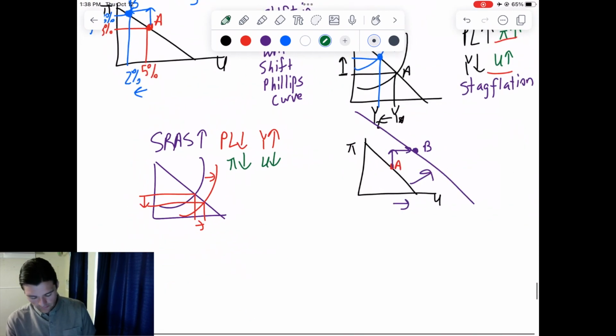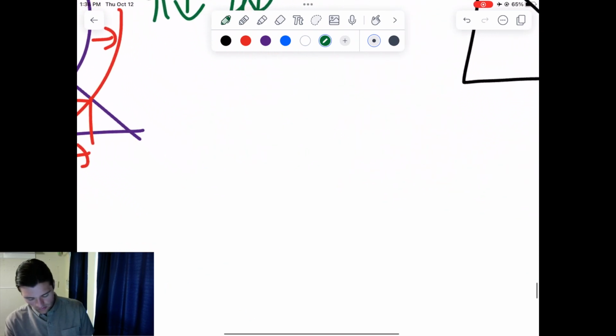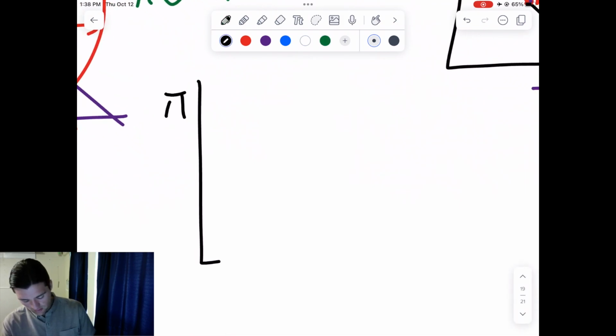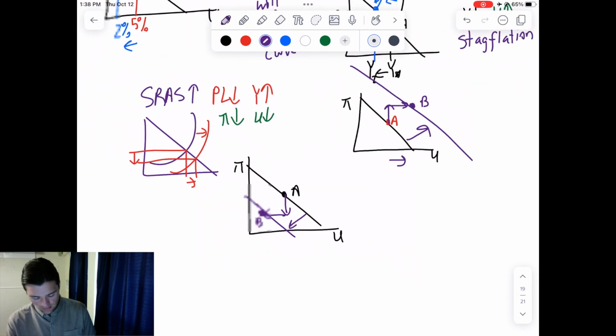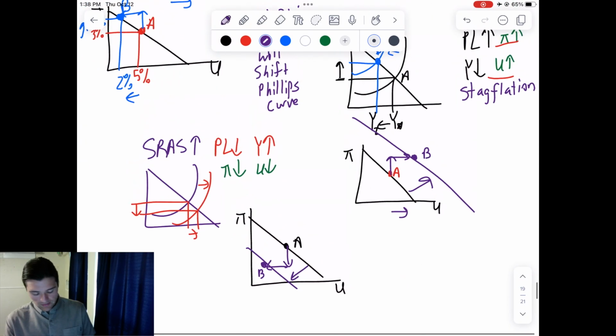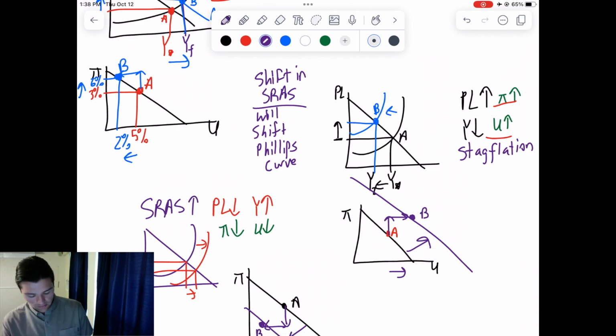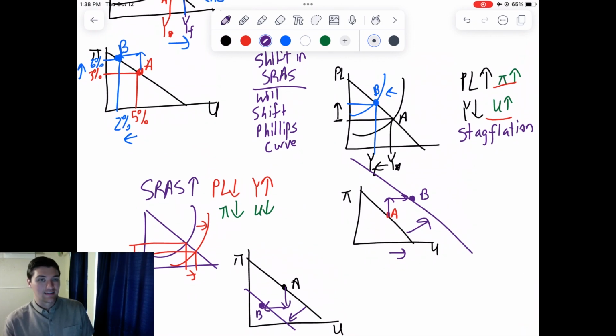So therefore, if we looked at the Phillips curve, it would be inflation, unemployment. We would start at point A, and then after the changes, where it's lower inflation, lower unemployment, that puts us at point B. We shifted the Phillips curve. So basically, the short run average supply curve and the Phillips curve both shift. They shift in opposite directions. If SRAS shifts to the right, the Phillips curve is going to shift to the left. If SRAS shifts to the left, the Phillips curve is going to shift to the right.